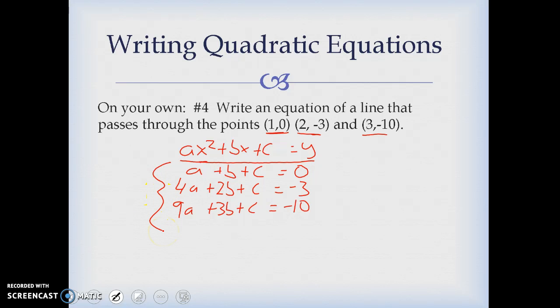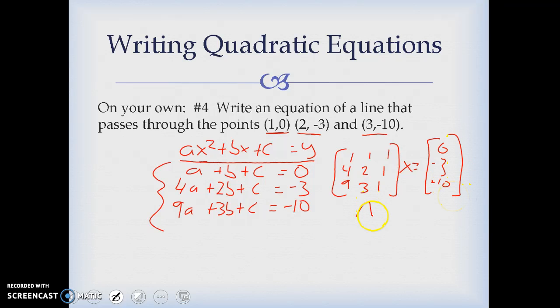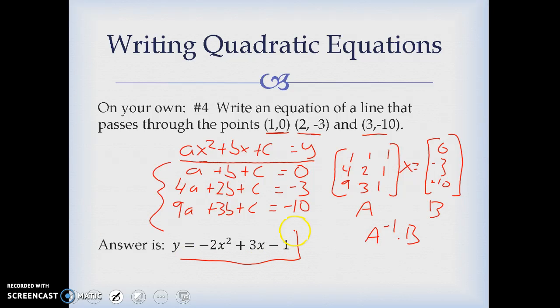And now you can use matrices. If you use a coefficient matrix, it would look something like this. 1, 1, and 1, and then 4, 2, and 1, and then 9, 3, and 1. Multiply that times x, you'll get the answer matrix, which is 0, negative 3, and negative 10. And if this is A and this is B, you would just do the inverse of A times B on your calculator, and you would get that a is negative 2, b is 3, and c is negative 1. And so then your quadratic equation would look like this.